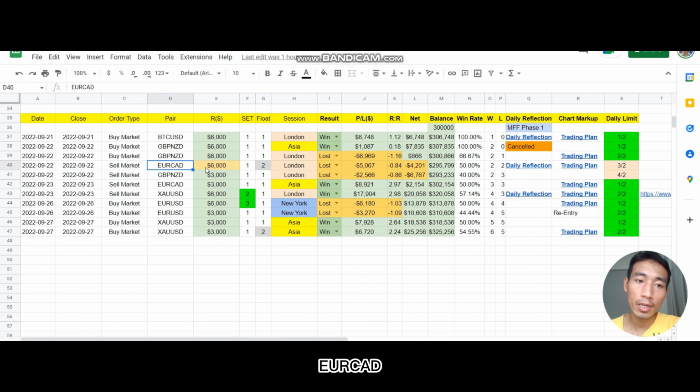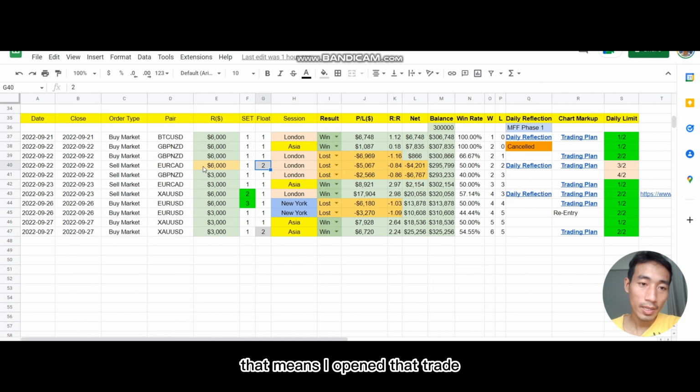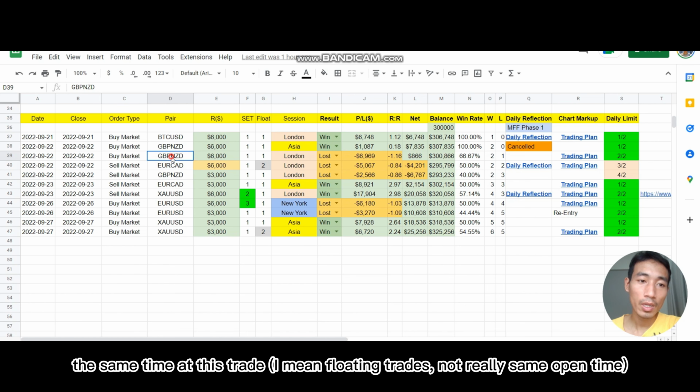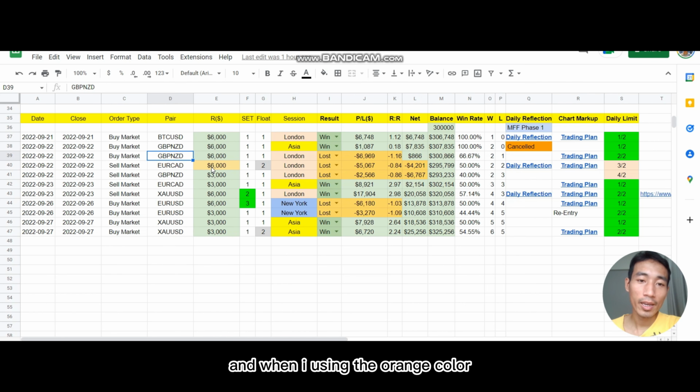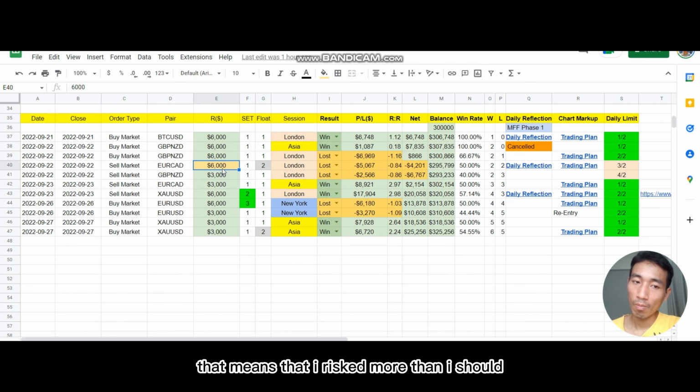Euro against Canadian dollar. Well, this trade, as this column, the float is 2. That means I opened that trade at the same time as this trade. And when I'm using the orange color, that means that I risked more than I should.